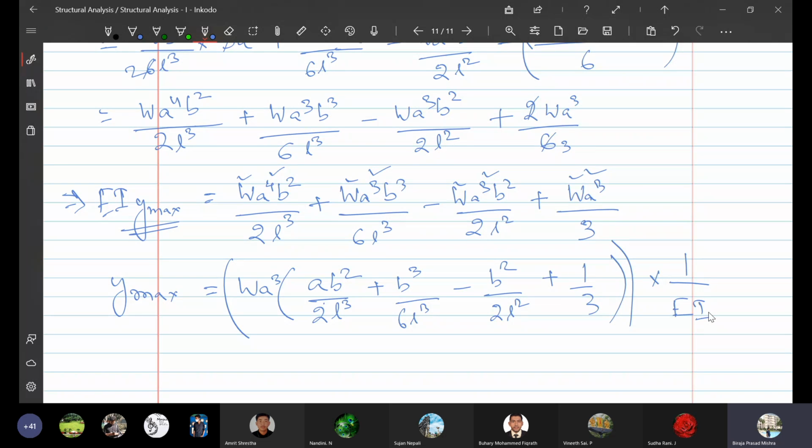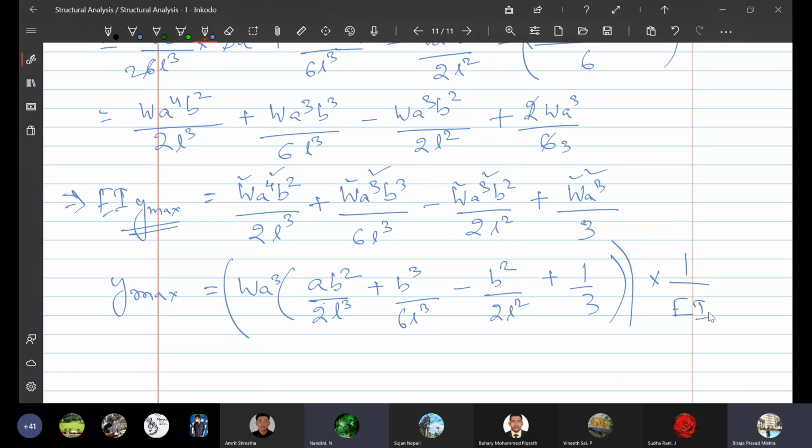Okay, so next, some more details are remaining. That is, we need to find out the point of contraflexure and all that, which we will find in the next class. Now before I stop the recording, I want to ask you one thing. What do you mean by the point of contraflexure? What do you understand by that term? Anyone?